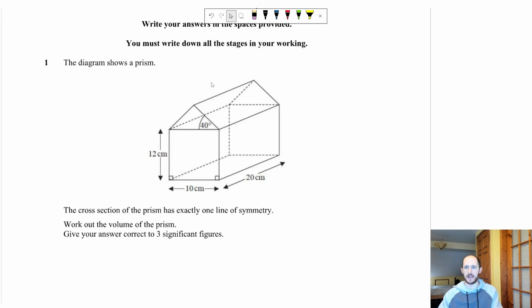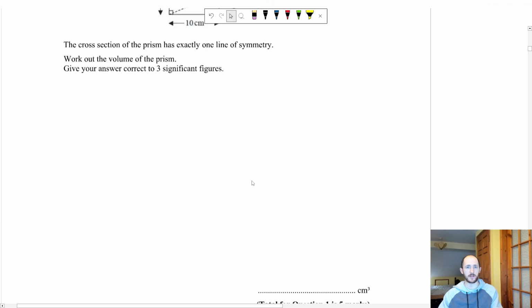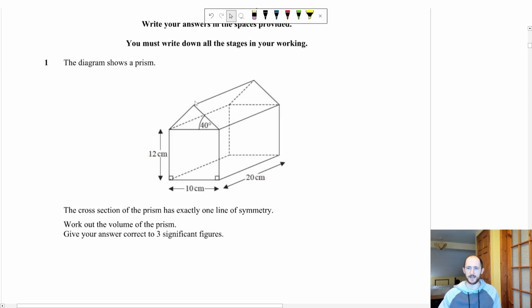So the first question here, we have a prism. It is a 5-mark question, and it's made up of a triangle and a rectangle as the cross-sectional area, and then it's 20 centimeters long. If we read through it, it has one line of symmetry. Work out the volume of the prism.